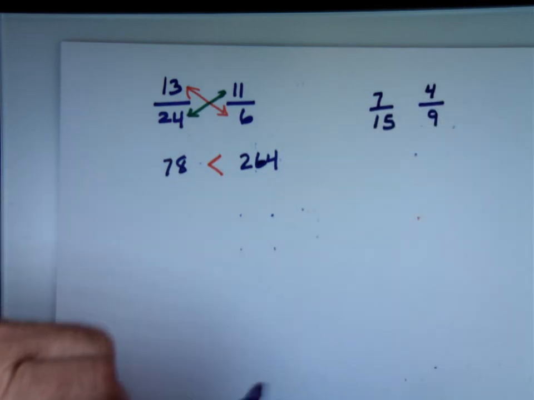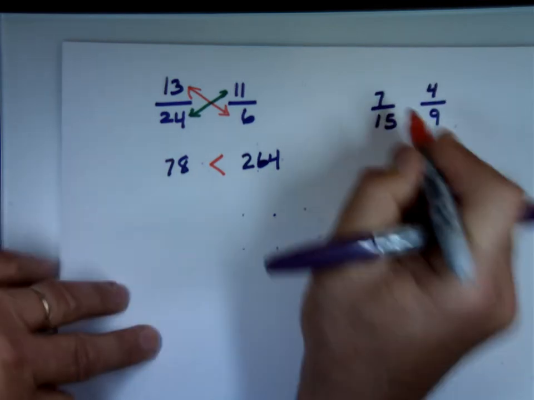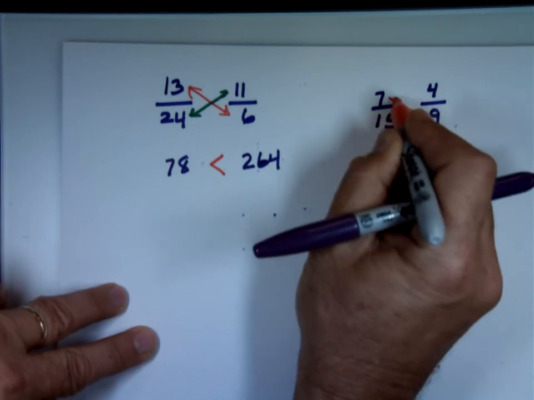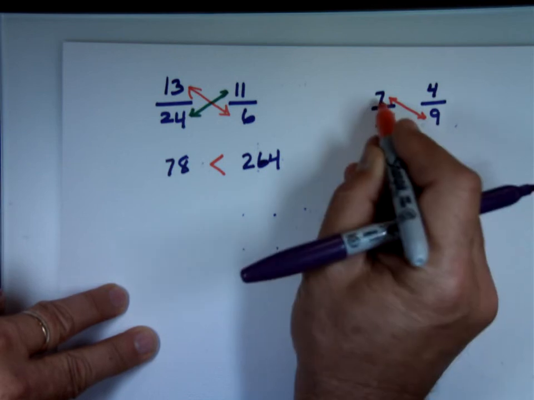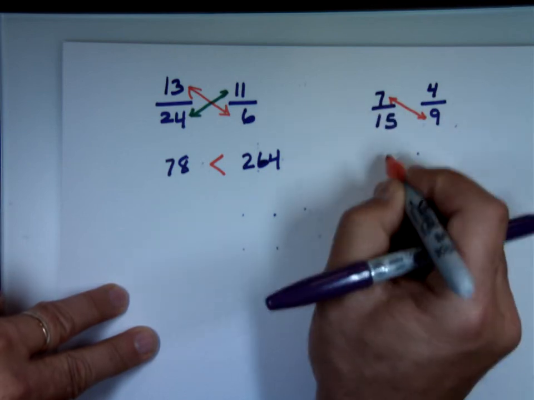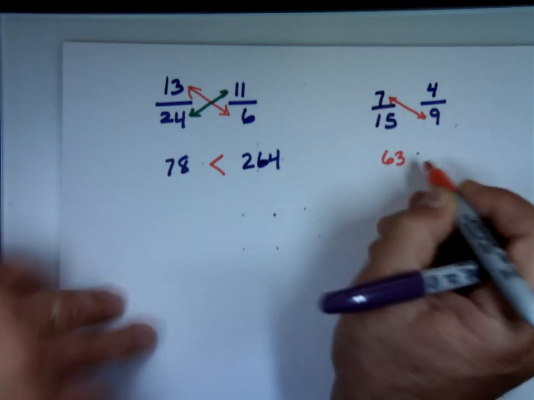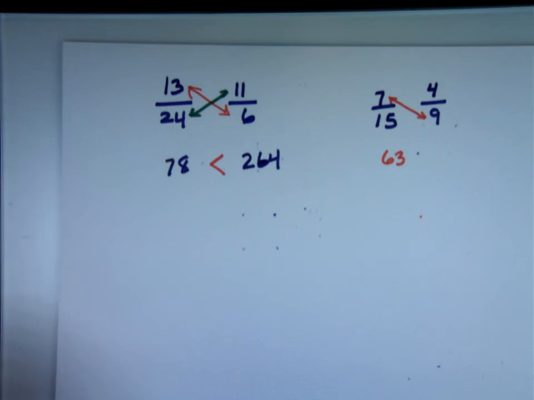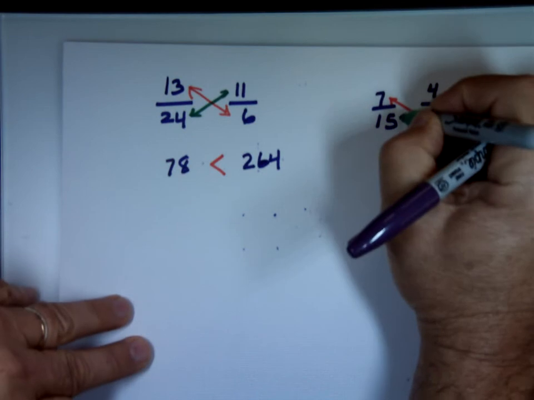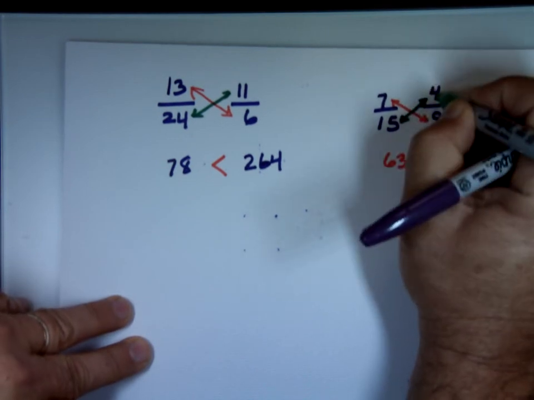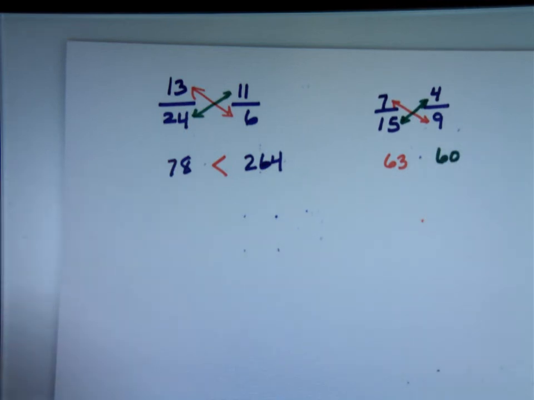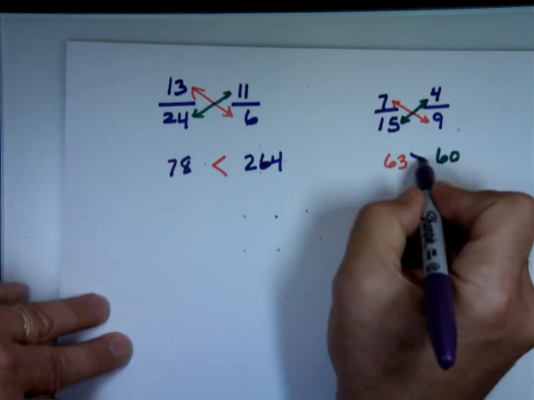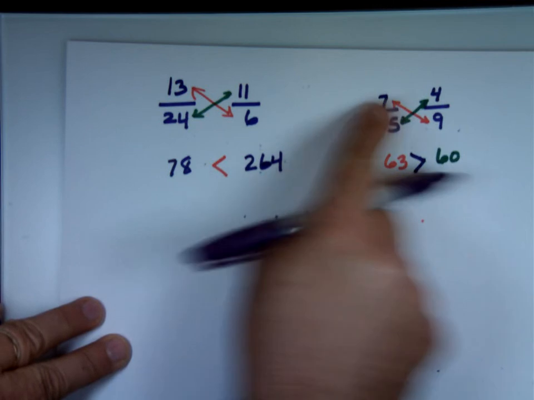I'm going to multiply 7 times 9. 63. And notice the 63, the top number is the 7, right? Out of these numbers, the 63 goes on this side. The next number, 15 times 4. 60, the top number is the 4. That's where the 60 goes. And which one's bigger, 63 or 60? 63. That means this fraction is bigger than that fraction.